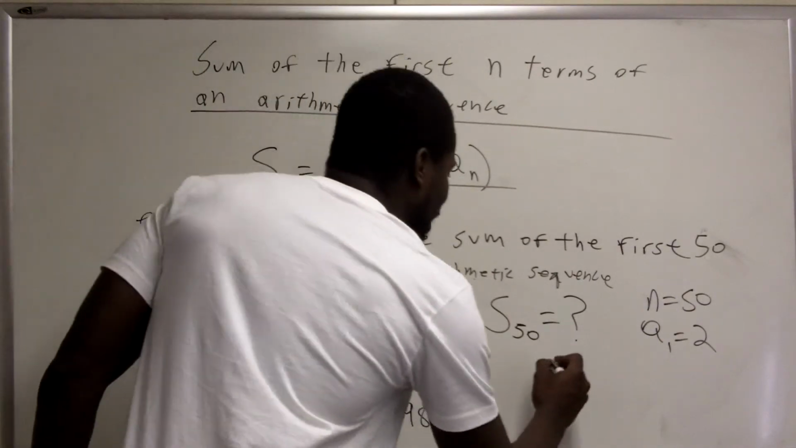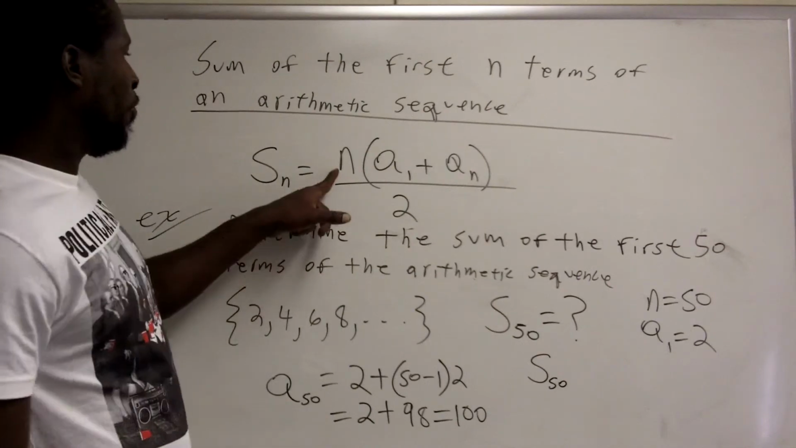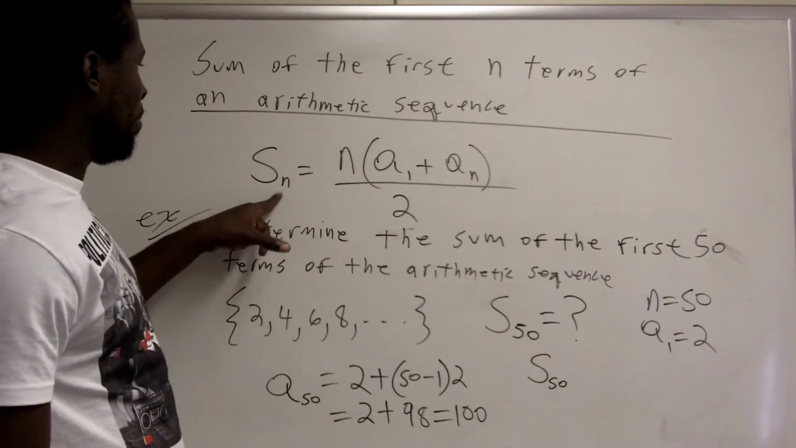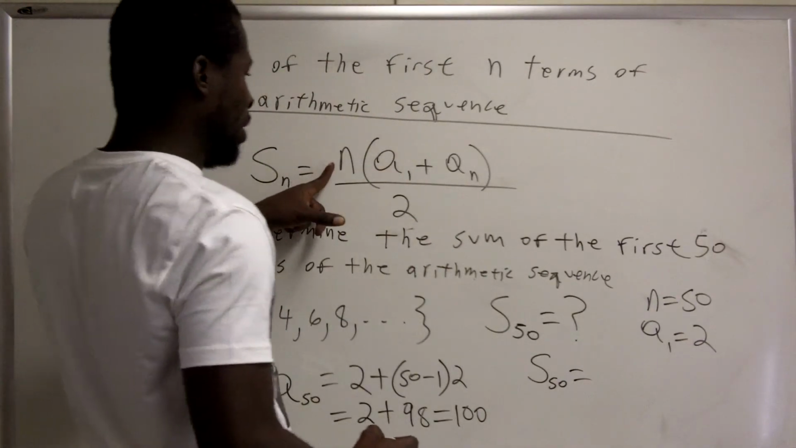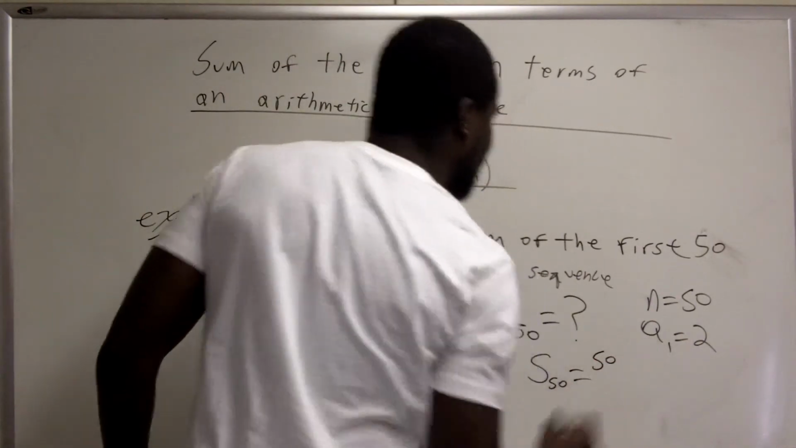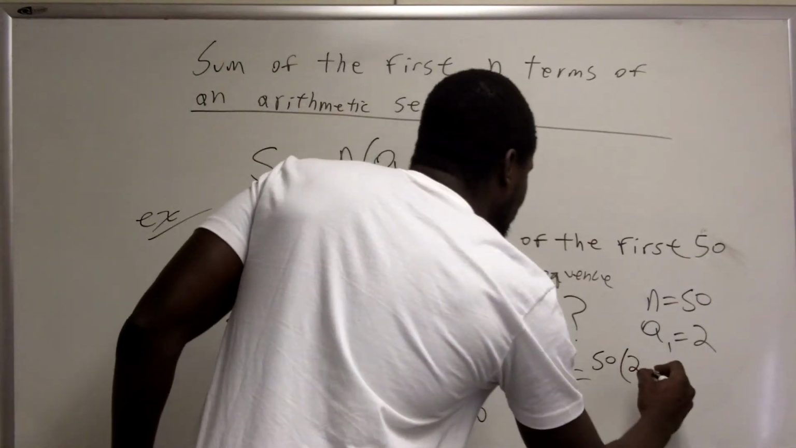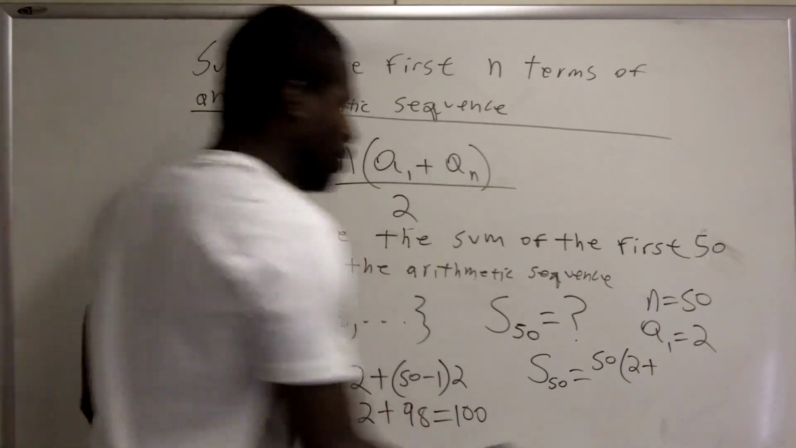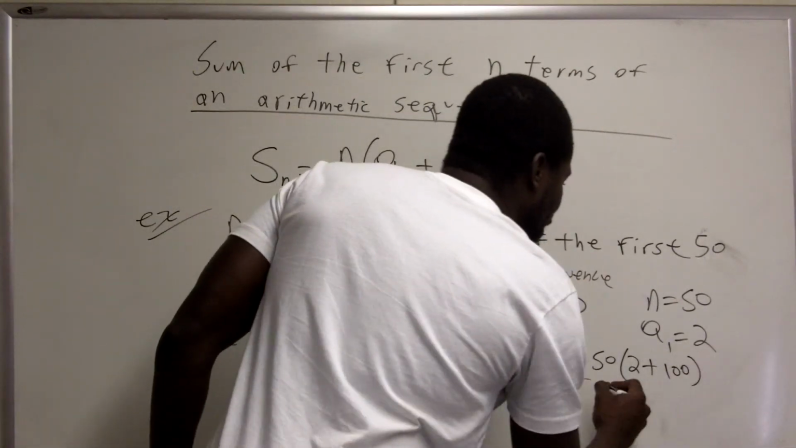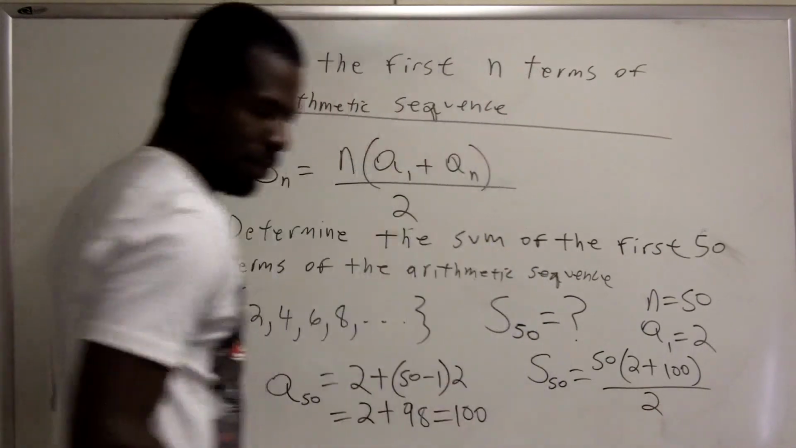So now I can calculate the 50th partial sum. Well, here's the formula for the 50th partial sum. This is what I'm being asked to find. The 50th partial sum is equal to n, which is 50, multiplied by a1, which is 2, plus an, which we just found to be 100, divided by 2.